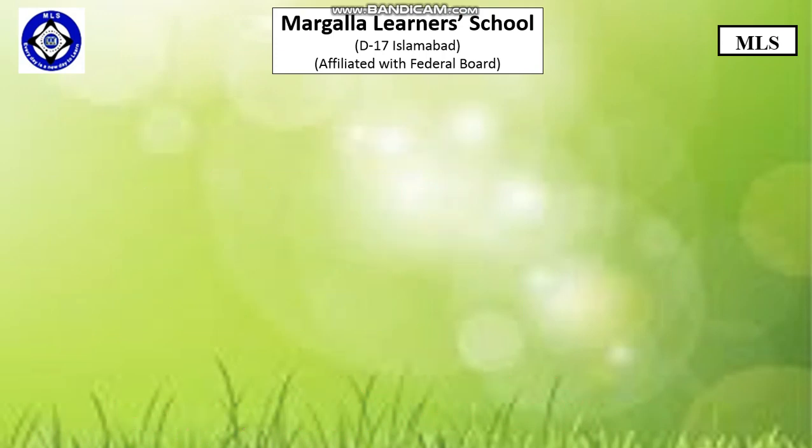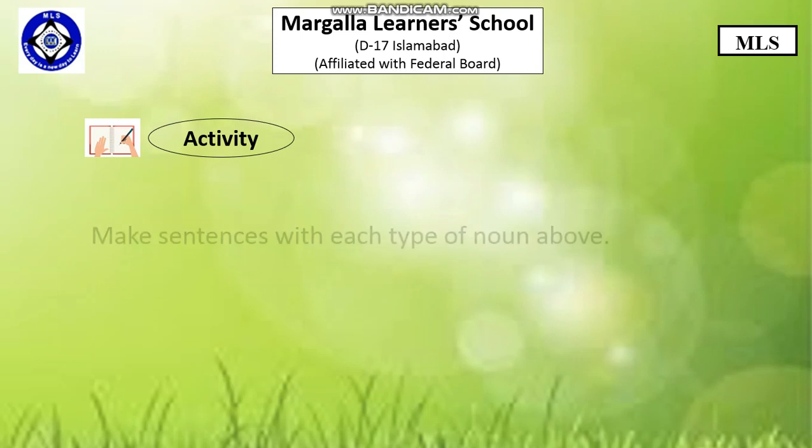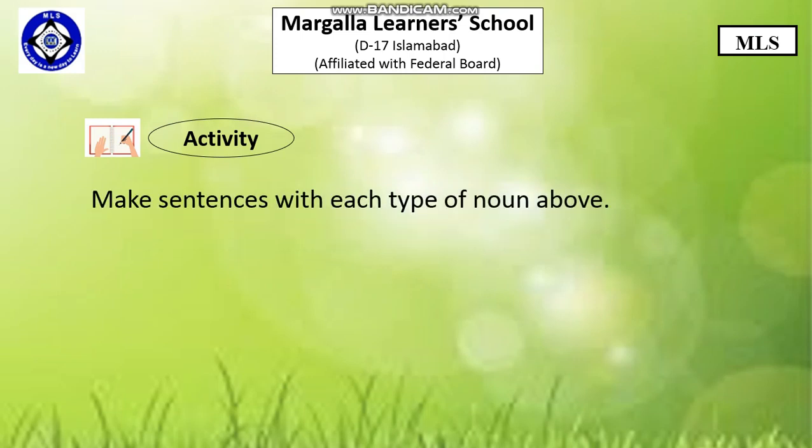Now that we are done with today's topic, you will have to do an activity. What you have to do is make sentences with each type of noun above. But the thing is, you will have to use one sentence for a person, one for an animal, one for a place, one for a thing, and if there is an idea, you will also have to write a sentence for that idea.